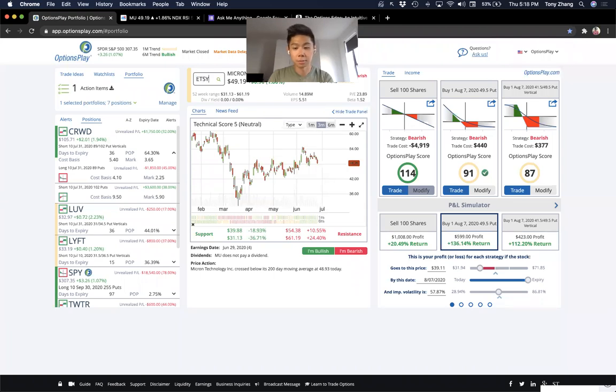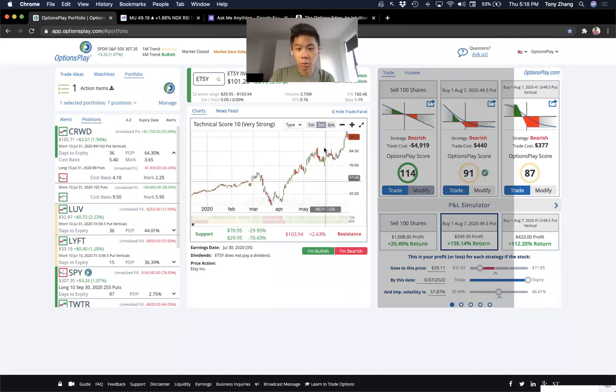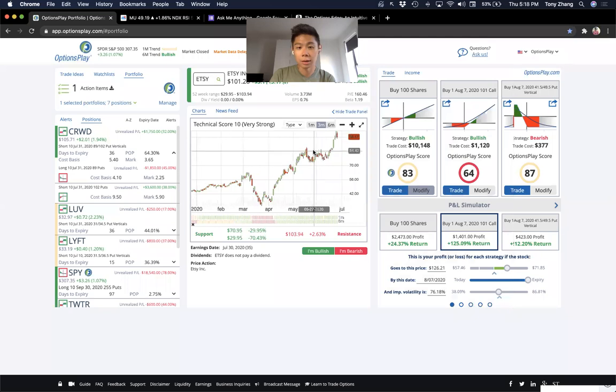Etsy, one of these stocks that have really taken off after the coronavirus here. You've had this recent consolidation range, broke out. I'd like to see a little bit of a check back before this continues to move higher, but I do think this is one of the stocks that will continue to do well in this current environment.